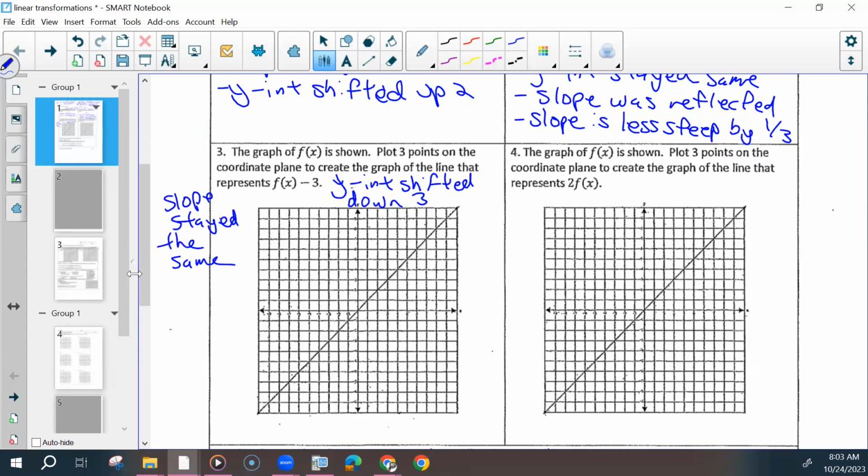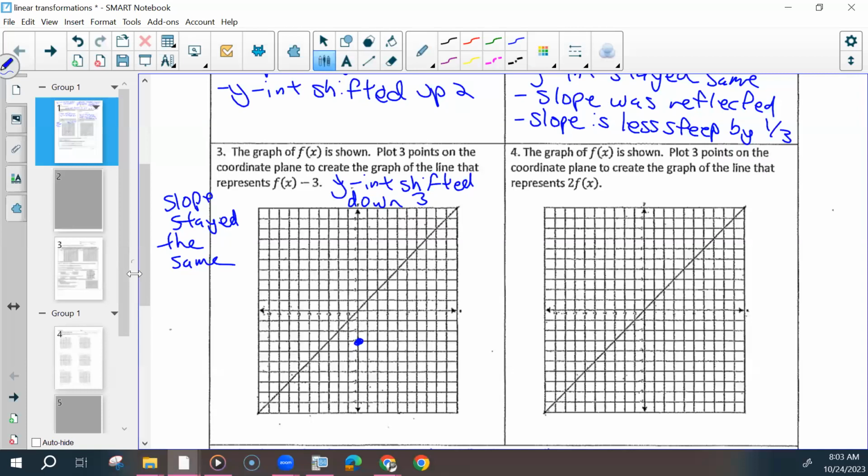So again, it's not asking in this one to describe, but it's good practice to describe what happened. So now in this one, we just need to plot 3 points that would represent what we just talked about. If the original is wrong, if the y-intercept shifted down 3, where would the new y-intercept be? On the y-axis. So you would put a point there. That's always going to be one of your points, the y-intercept.